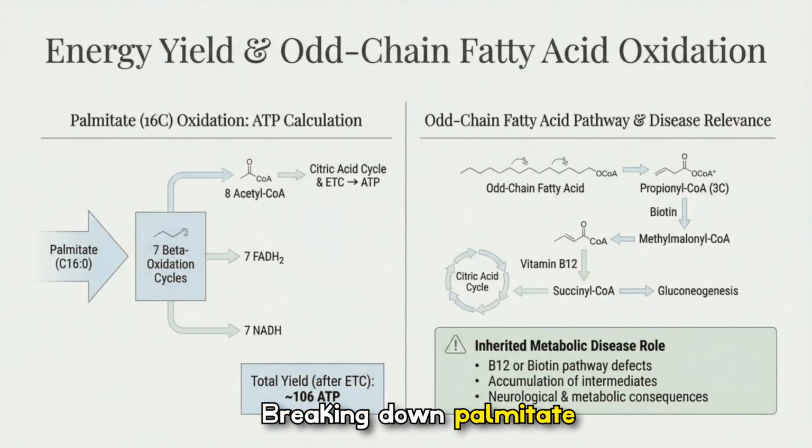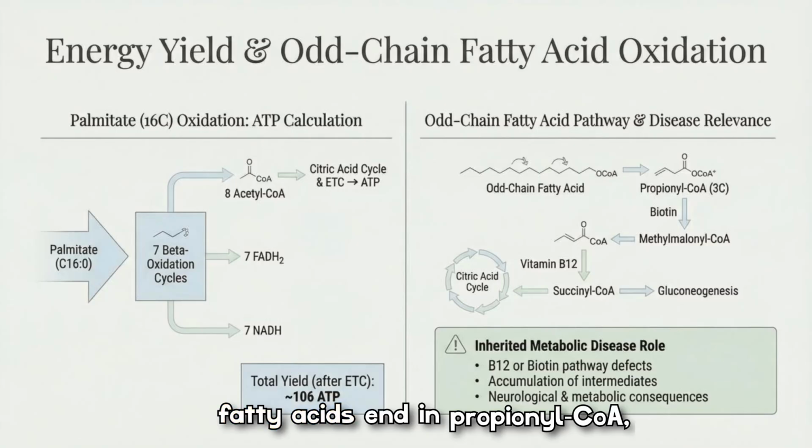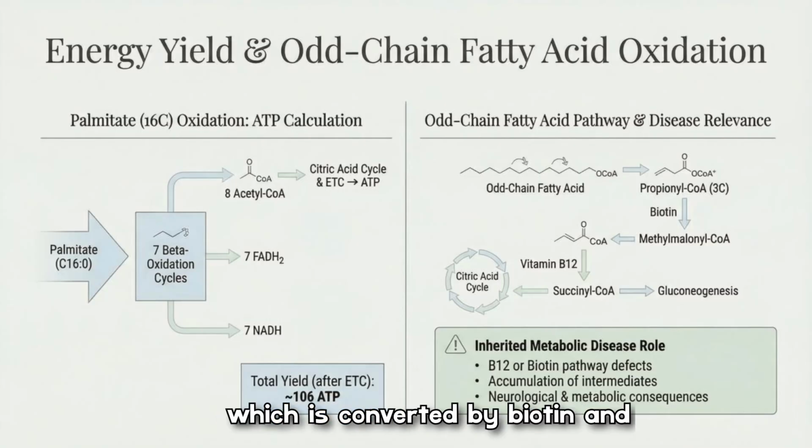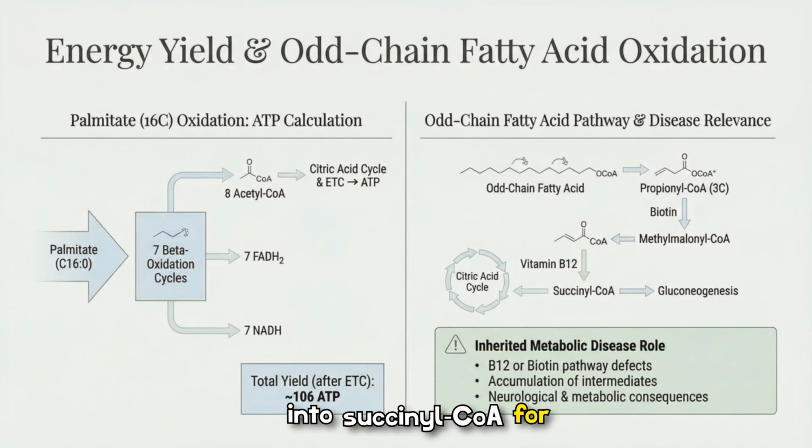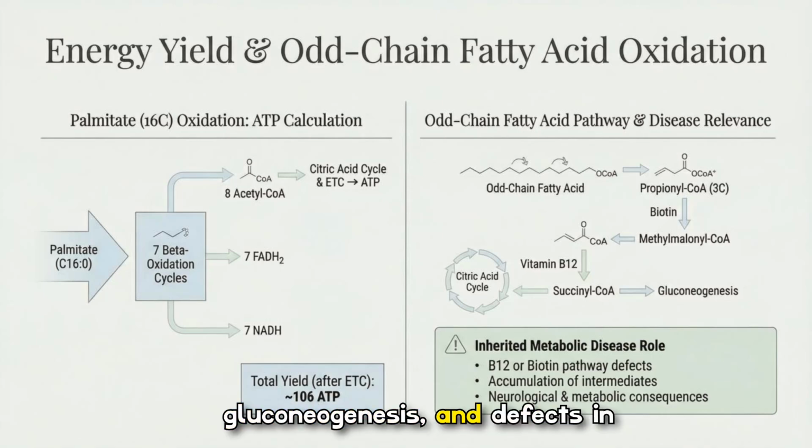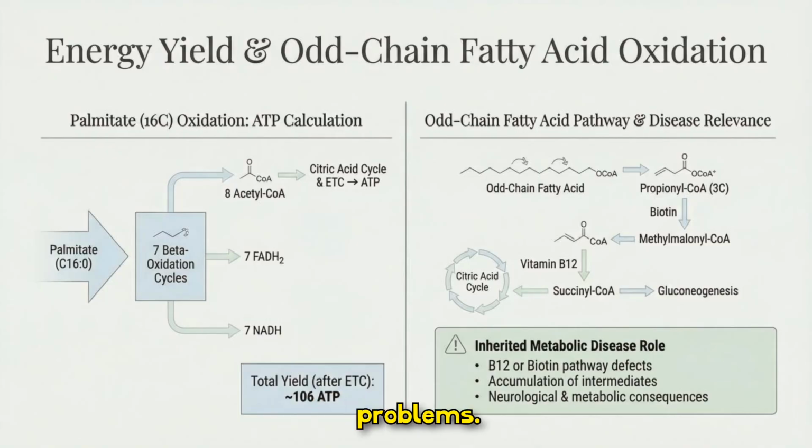Breaking down palmitate produces many reducing equivalents and acetyl units, with a total ATP yield on the order of 100 after the ETC, illustrating why fats are such dense fuels. Odd-chain fatty acids end in propionyl-CoA, which is converted by biotin and vitamin B12-dependent steps into succinyl-CoA for gluconeogenesis. And defects in these steps can cause serious metabolic and neurological problems.